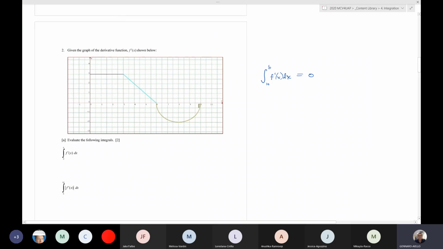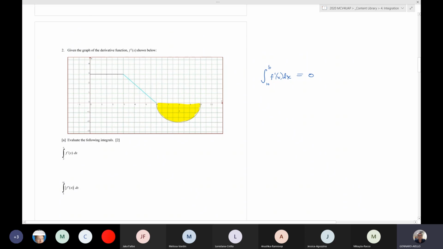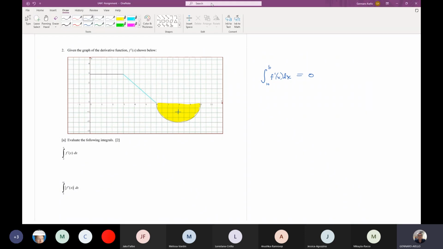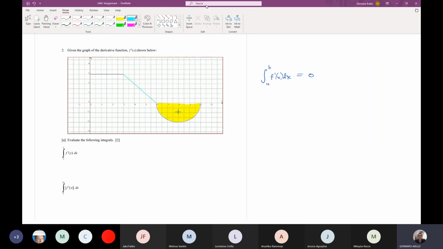So I'm going to start shading. I'm starting at 10, so I'm actually integrating this way, right? So this area here, because I'm integrating from right to left, will contribute a positive value to the definite integral. And what I need to do is find some number between 6 and 0 that I can integrate to that will cancel out this yellow shaded region.